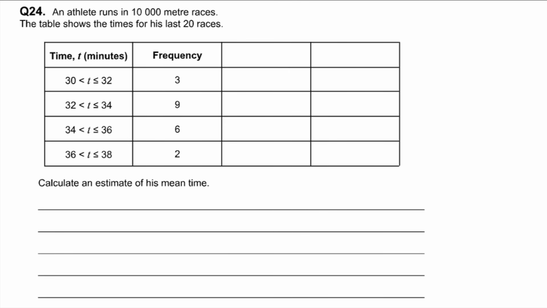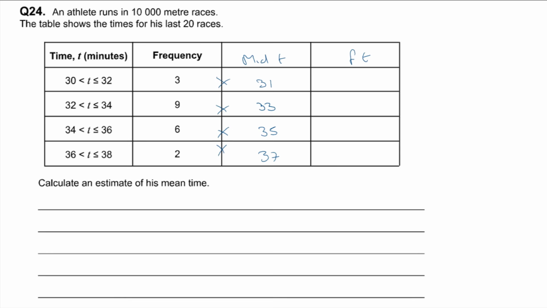Okay, so going to do the same thing as the last question. I'm going to find the mid values first, so mid T, and then we're going to do FT, frequency times the mid T. Okay, so what is the mid value of 30 to 32? That's going to be 31. Middle of 32 and 34 is 33. Middle of 34 and 36 is 35. Middle of 36 and 38 is 37. Okay, then we're going to times these.